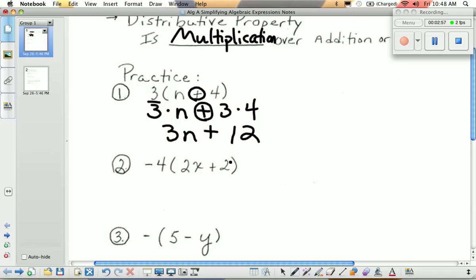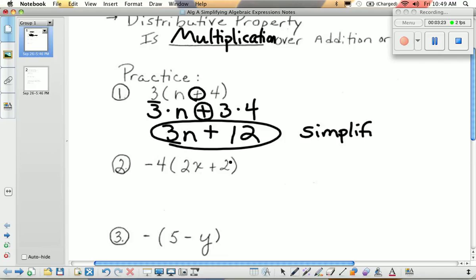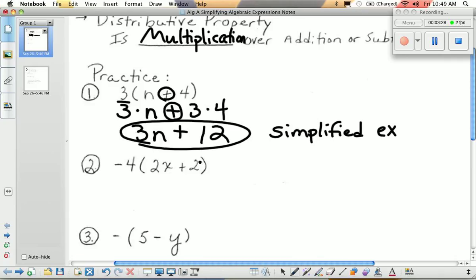But wait a minute, do we have an equation to solve right now? No, we don't have an equation to solve, so we are just going to say to ourselves, can I do anything else really? No, because 3n and 12, can they be added together? No, because you don't know what n is. So in reality, we have simplified our expression. So let's just put here, this is called a simplified expression. There isn't going to be any solving involved today. We're just going to practice simplifying.